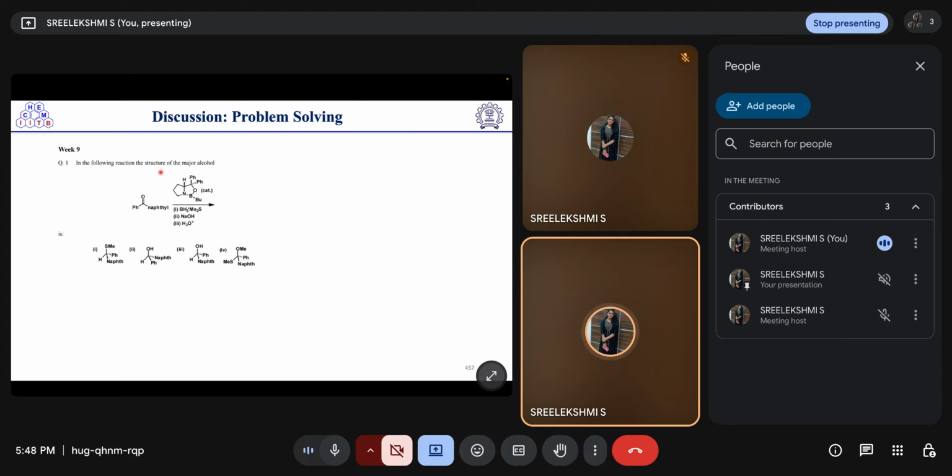So the first question was, in the following reaction the structure of major alcohol is. So this particular ketone upon treatment with the CBS reagent, then BH3·DMS, NaOH, and H3O plus, which will be the major product out of the four options.